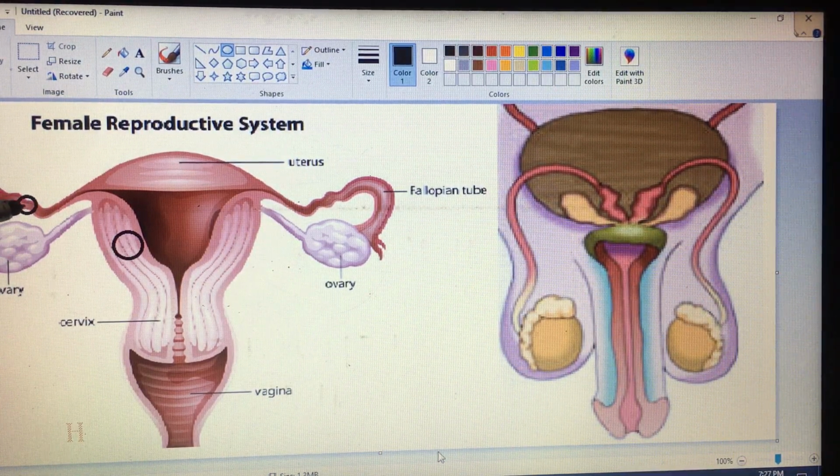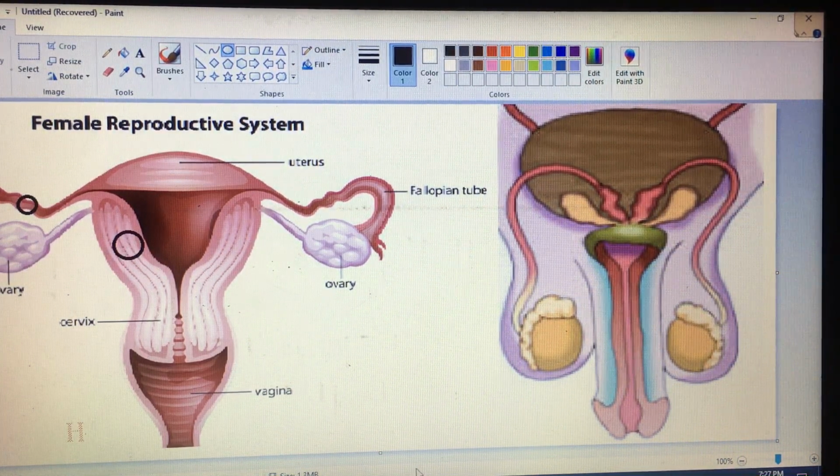Here the nucleus of the sperm and the nucleus of the ovum fertilize. Then the zygote is formed here. Then the zygote moves to implant in the uterus lining to form an embryo.